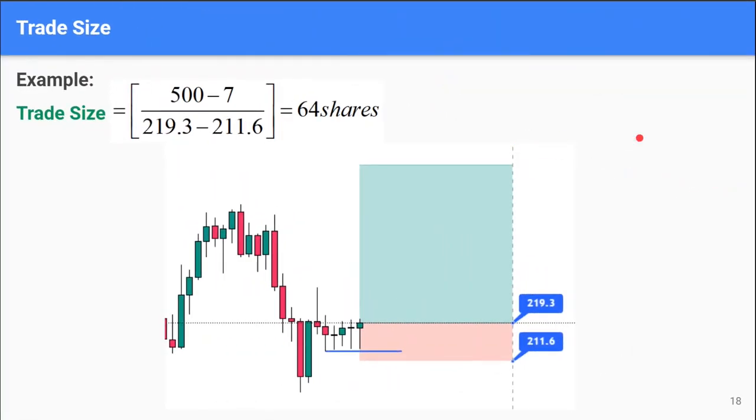Let's take a look at another example. This is our trade setup and we are going to long it. Here is our entry and here is our initial stop loss. We are going to trade to risk only $500. In this case, our commission is $7. Here is our entry, $290.30 minus our initial stop loss, $211.60, and the result is 64 shares.